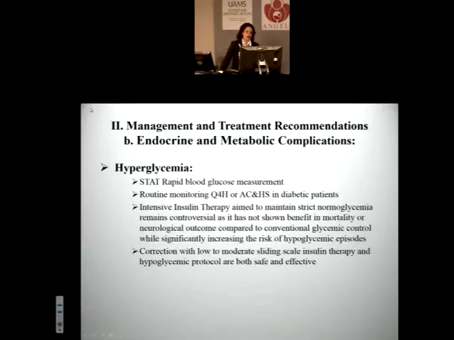Many research studies have looked at intensive insulin therapy. This is a way of managing very strict normal glycemia. But this remains controversial. It has not been shown to have any superior benefit when it comes to mortality. And it has been shown to increase the risk of hypoglycemic episodes, which are independently related to outcome. Low to moderate sliding scale insulin therapy and hypoglycemic control, which are the basic protocols for the hospitals that we have now, are both safe and effective in this situation.